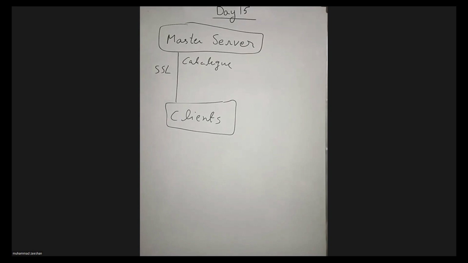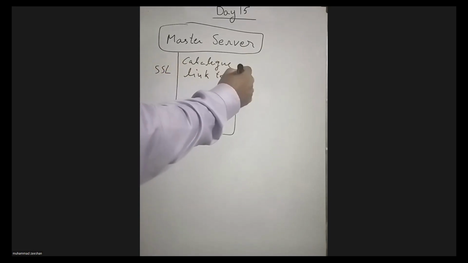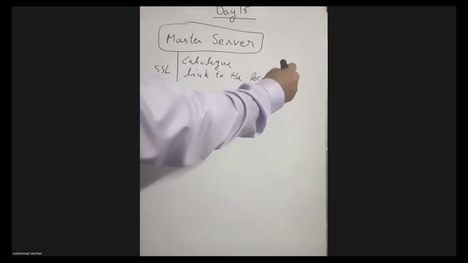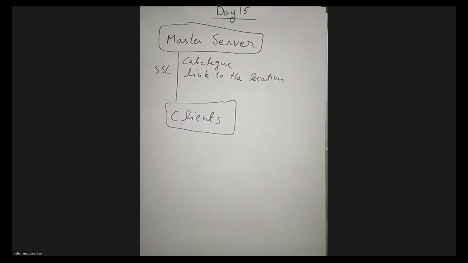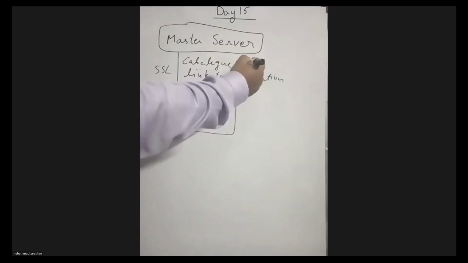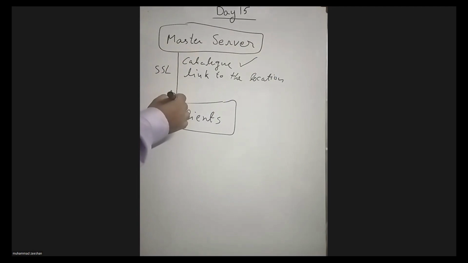We don't send any configuration file. If we need to download something, we just provide the link to that location. The location can be a URL, something hosted on the internet. It can be an NFS server hosted in your environment, any file sharing server, or a Dropbox-like thing. But you cannot send your configuration. You just send the catalog, and the client implements that catalog.